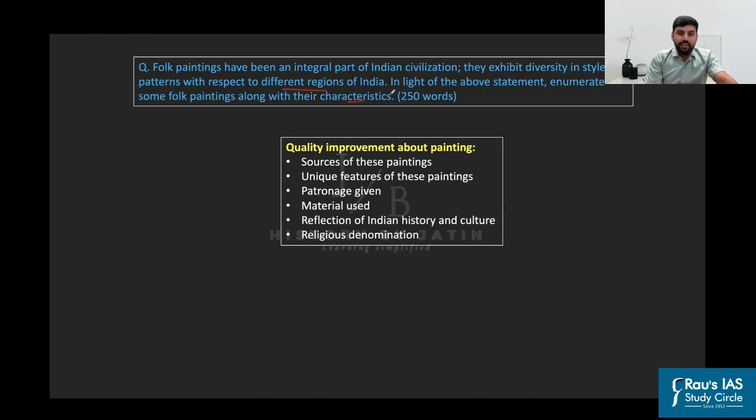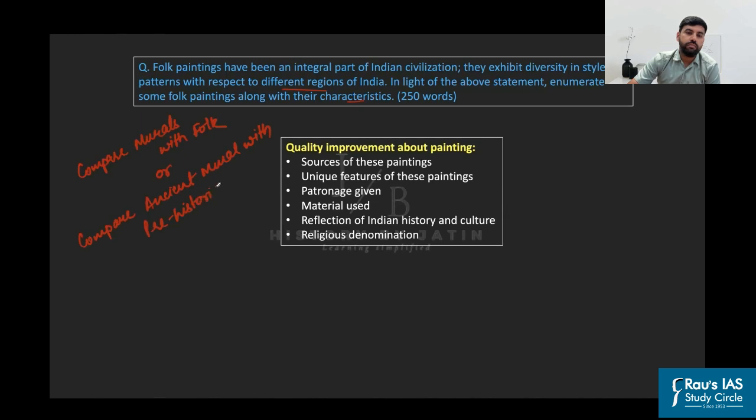But what I am considering is, they might ask questions such as compare murals with folk, or compare ancient mural with prehistoric, or I'm giving many examples or dimensions which you can think about. They can also ask on comparing folk with miniature.